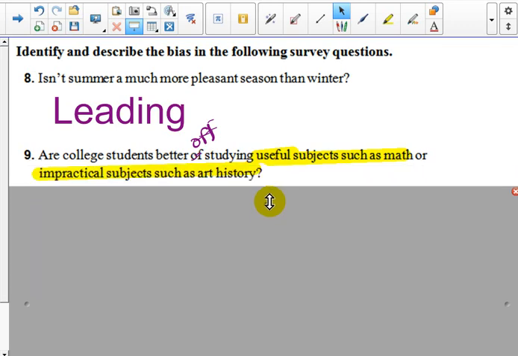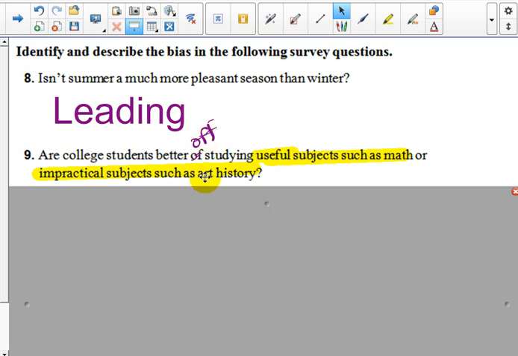Okay, number 9. Are college students better off studying useful subjects such as math or impractical subjects such as art history? So, what kind of bias is that? It's loaded with these useful words and impractical words, because you're telling them, hey, math is useful, and art history is impractical. You can't put thoughts into people's head in a survey. You've got to let them decide if it's useful or impractical.